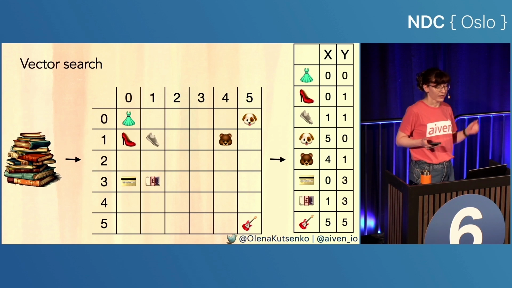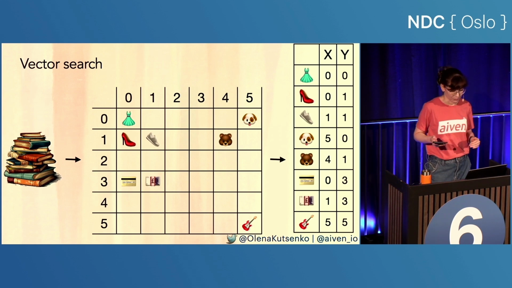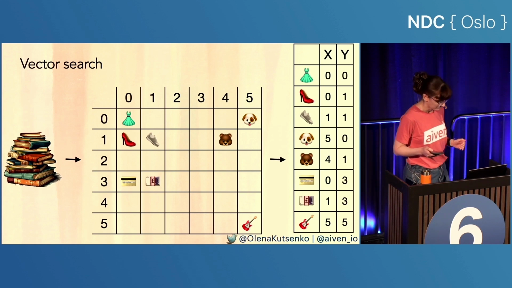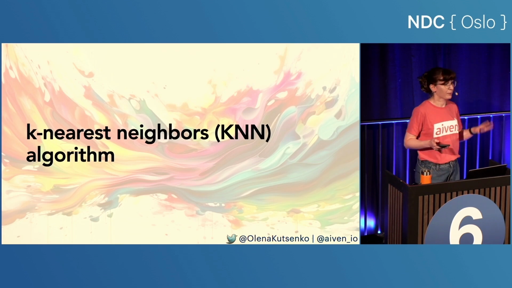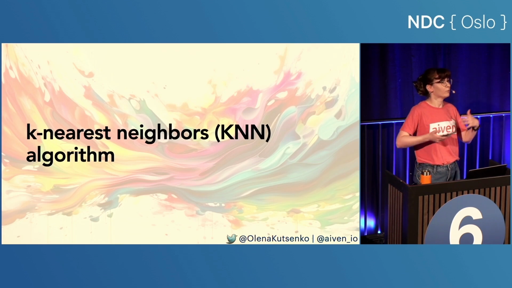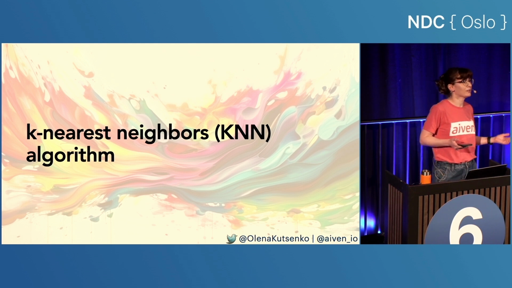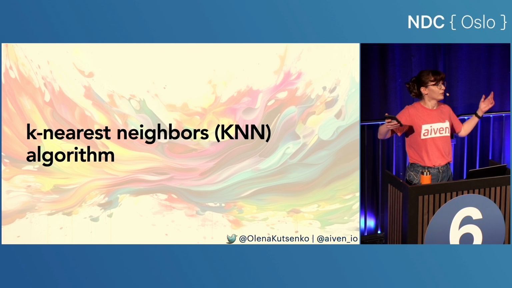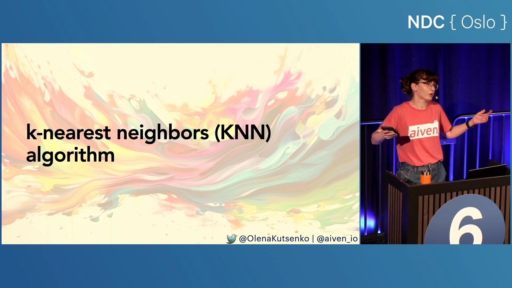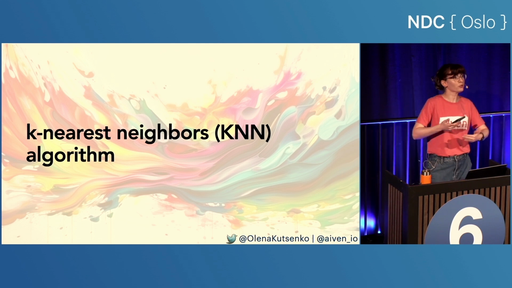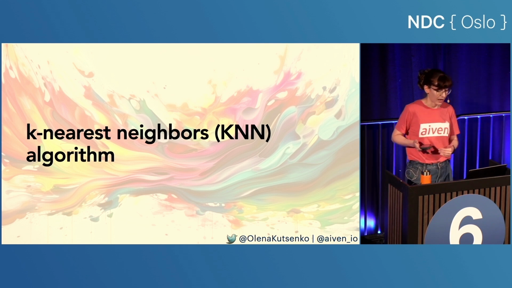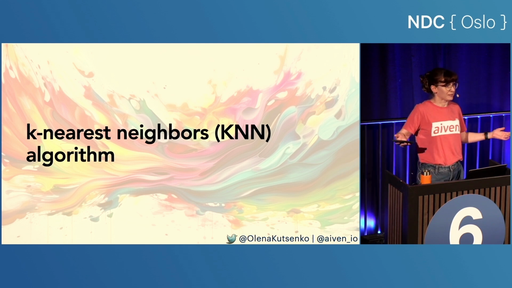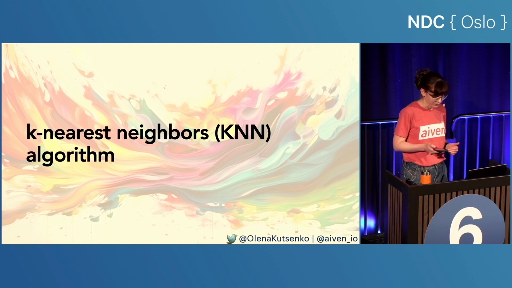To find those nearest objects, we use the KNN algorithm, the k-nearest neighbors algorithm. As I mentioned, we usually work with multiple dimensions. Some models can have as little as 300 dimensions, but others have 700,000 and more. The more dimensions we have, the more characteristics we can capture, so it gives us better results, but it's also more expensive to run those models.